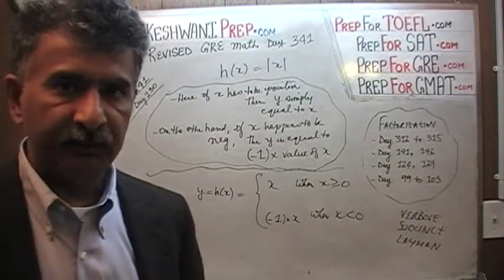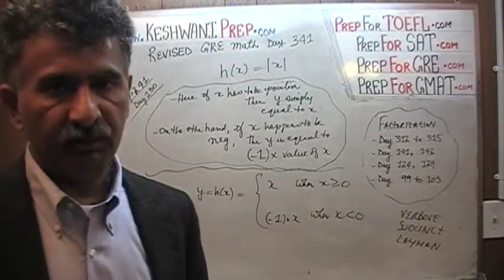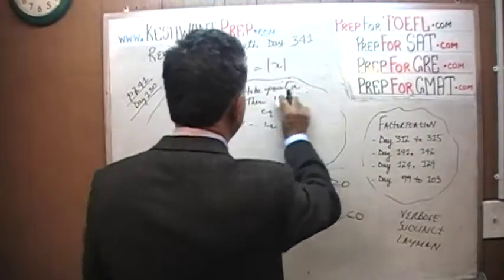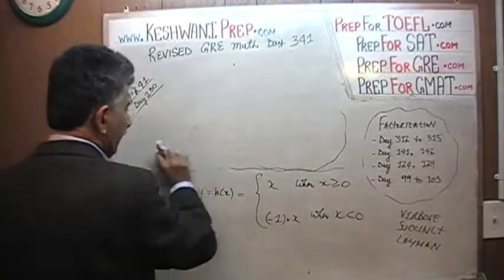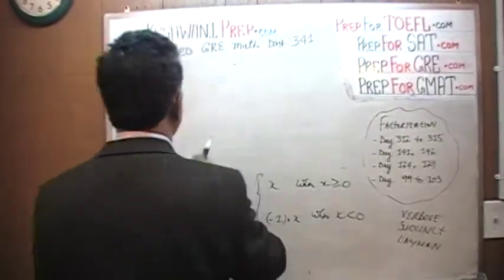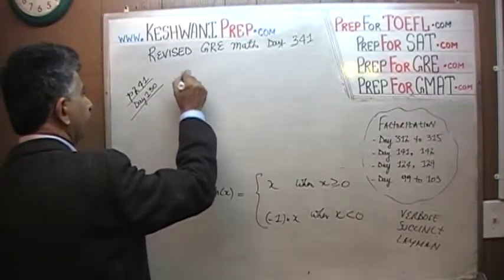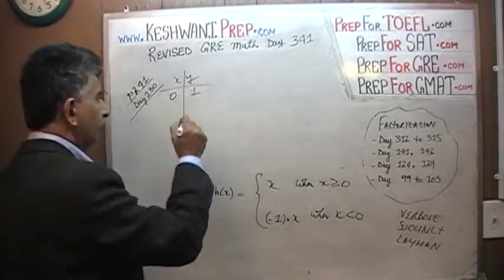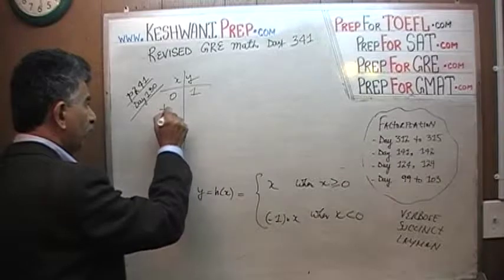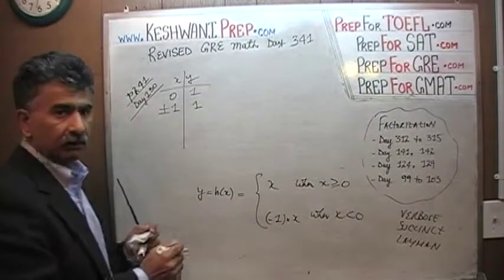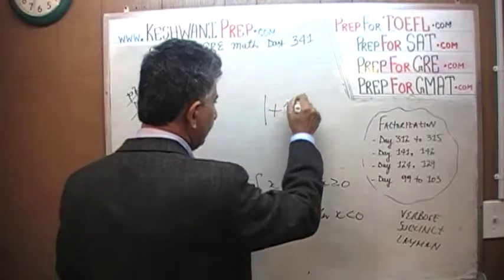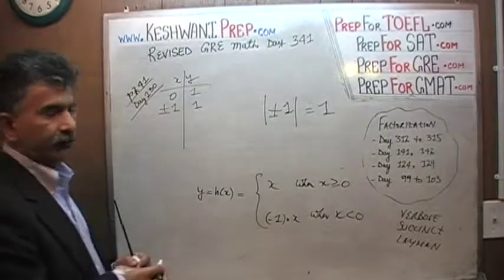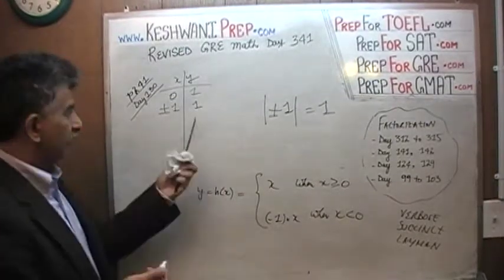So far so good. The very last thing we have to do now is to plot this function and see what shape it takes on a piece of graph. Plotting this graph is quite straightforward. Here is our x and here is our y. If x is 0, y is going to be 0. If x happens to be either +1 or -1, y is going to be 1, because the absolute value of +1 is 1, and the absolute value of -1 is also 1.